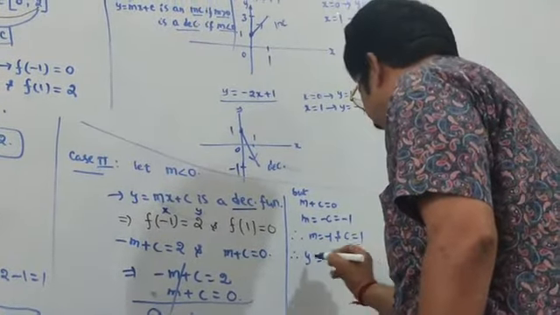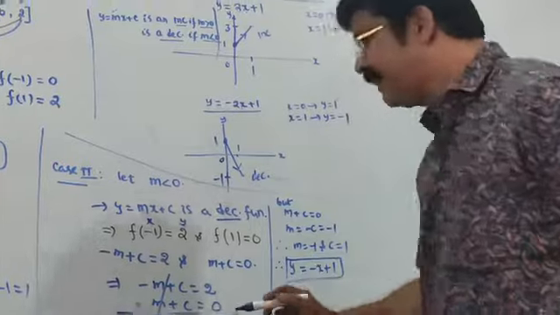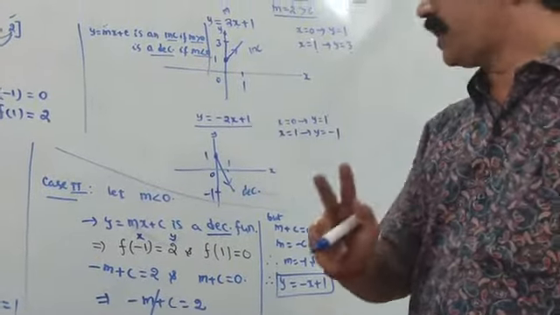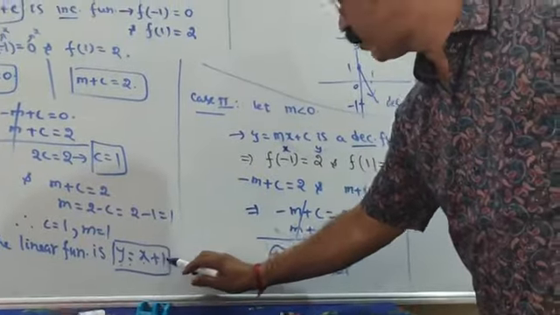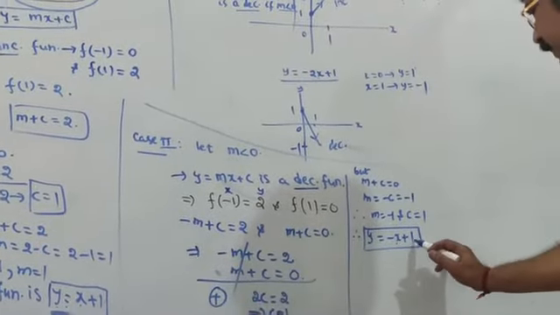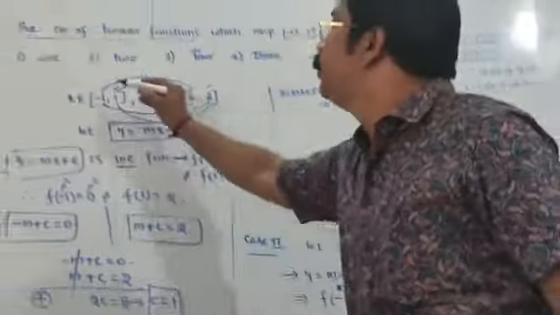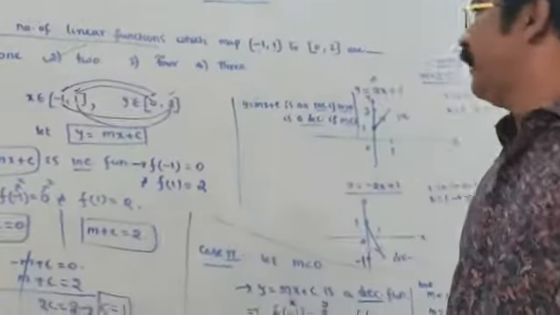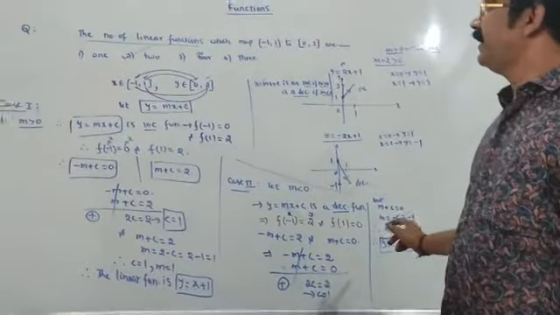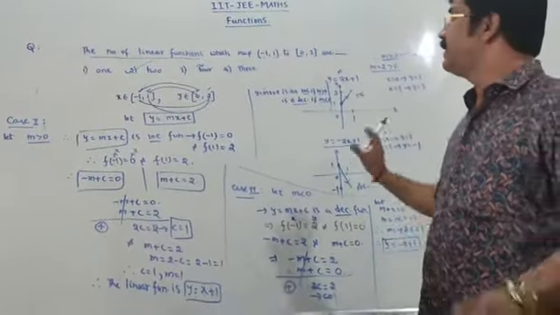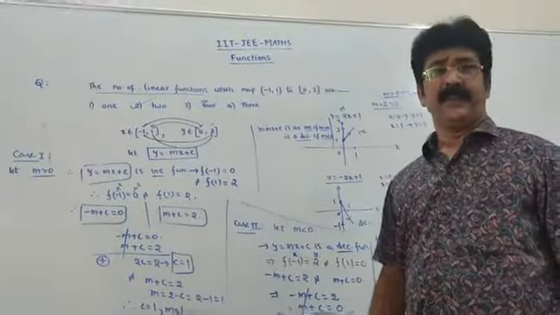So we have two linear functions or equations, namely y equal to x plus 1 and y equal to minus x plus 1. Thus we have two linear functions, because in the first case it is increasing and in the second case it is decreasing. So this is the standard procedure.